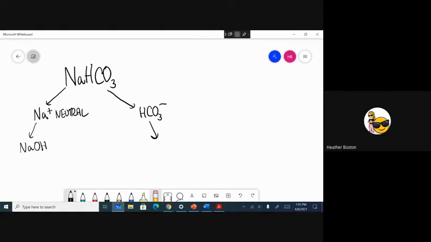Let's turn him into an acid. We'll turn him into an acid from an ion. Obviously, this is carbonic acid, which is a weak acid. This is the conjugate base of a weak acid. Therefore, it is basic. So you have a neutral cation and a basic anion. This salt is basic.